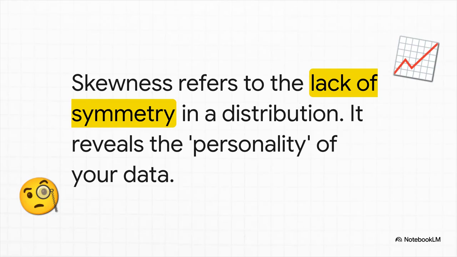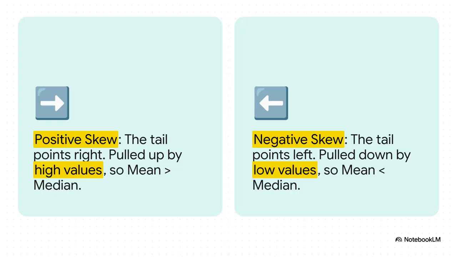And this idea has a name. It's called skewness. The source material puts it perfectly. It's just the lack of symmetry in a distribution. In the real world, you almost never find data that's perfectly balanced. Most of the time, it's got a bit of a lean to it. We call that lean a tail. And there are three main shapes this can take.